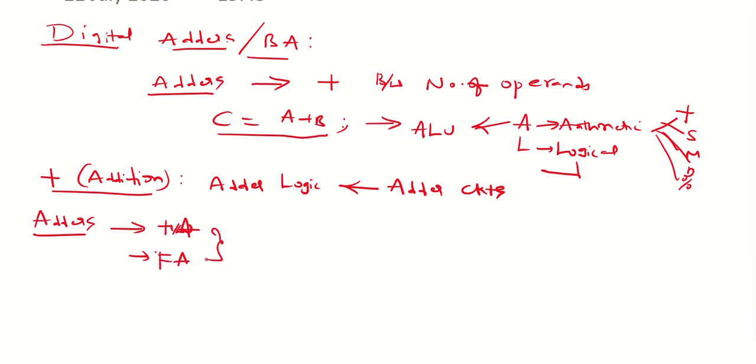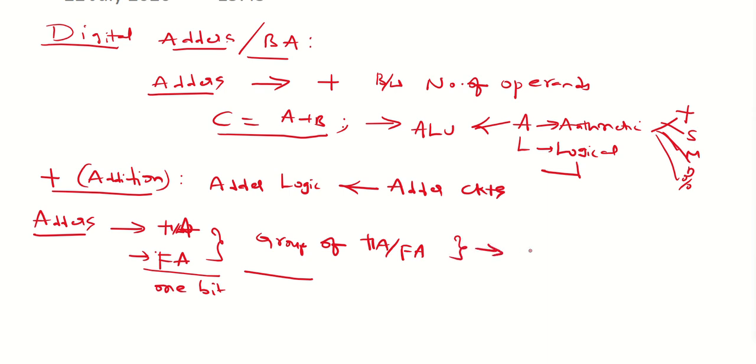These half adder and full adder are only for performing addition on one bit. If there is more than one bit, the half adder or full adder alone is not sufficient. We require a group of half adders or a group of full adders, and then we call these parallel adders.